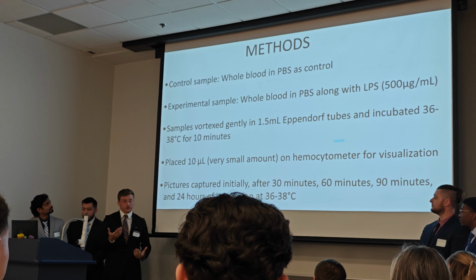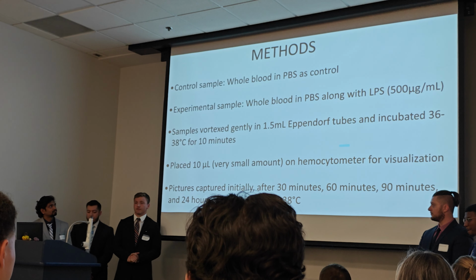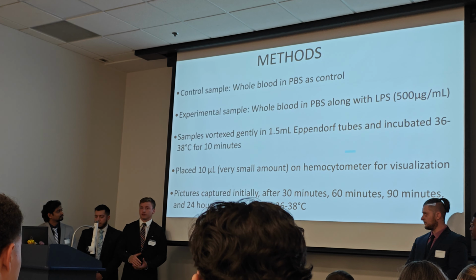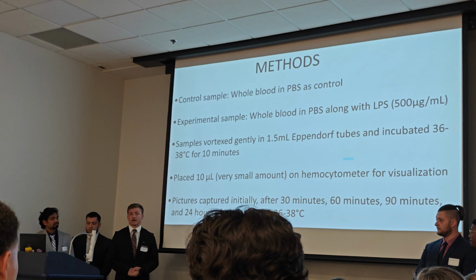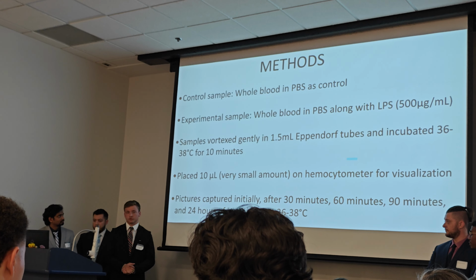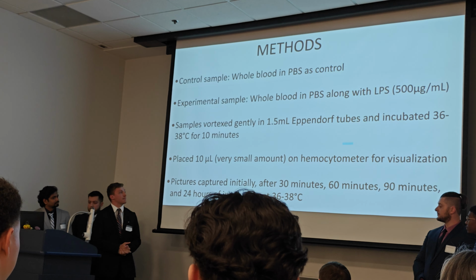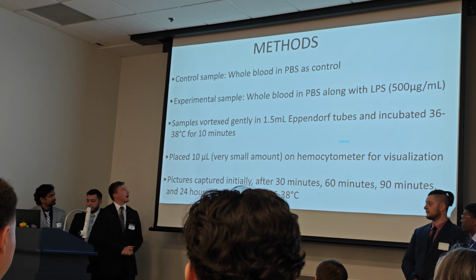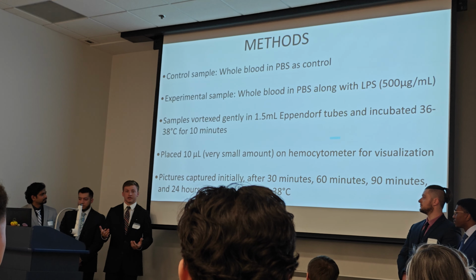In order to do this, we had a control sample, which was just whole blood and physiological pH saline, which we will refer to later on as LPS negative. And then we had an experimental sample, which consists of LPS, red blood cells, and saline, which we'll refer to as LPS positive. We mixed them up, and through a series of dilutions got countable cell numbers. We vortexed these in Eppendorf tubes gently in order to avoid lysing or breaking apart the red blood cells.